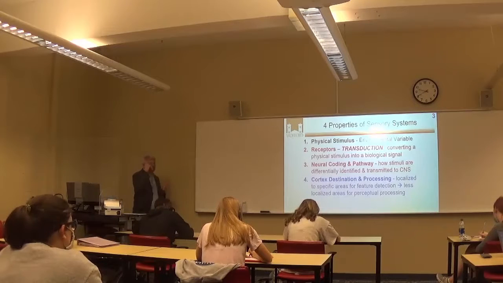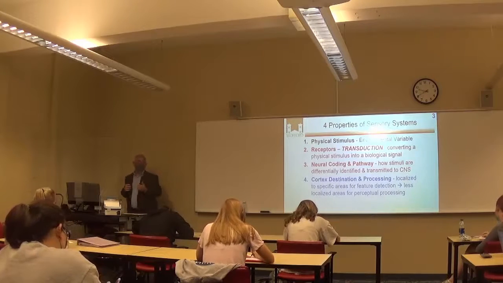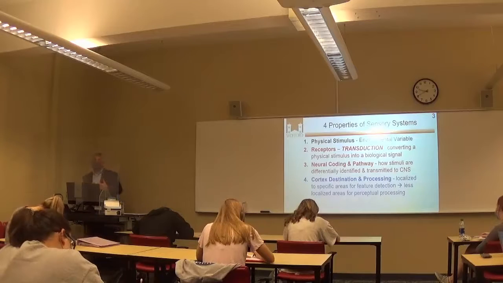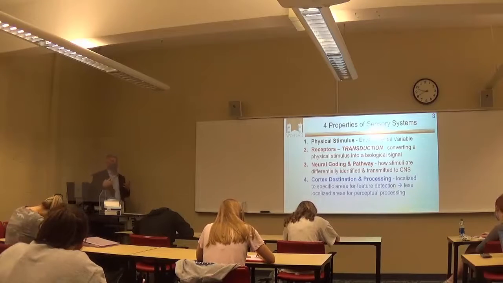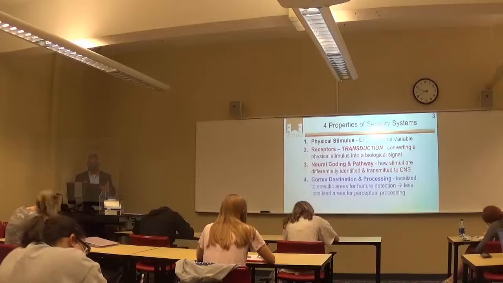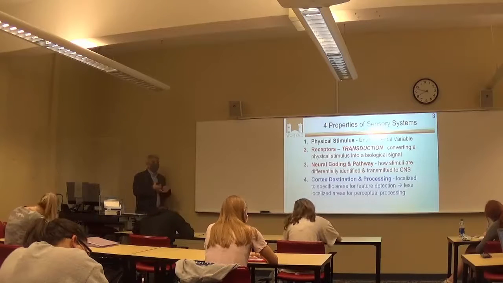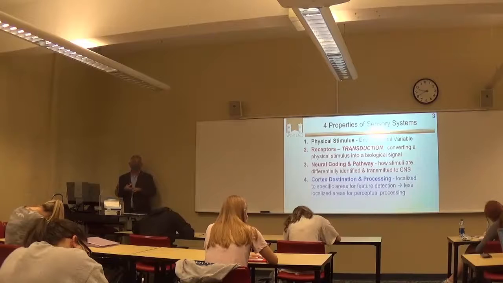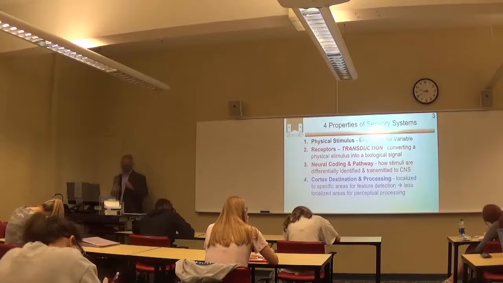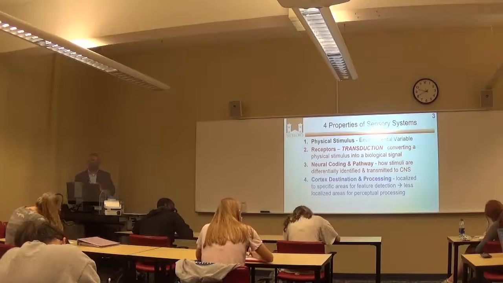Finally, you need to know where it goes, what part of the brain is responsible for processing and creating the perception. There's going to be a primary area of the brain, a secondary area, and association areas. So there are really three categories of where it goes in the brain.